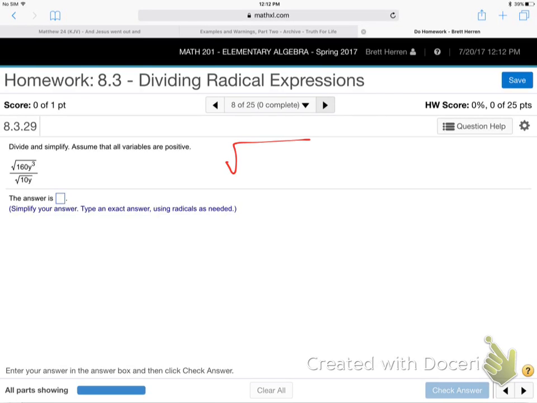Okay, so the square root of 160 y to the third over the square root of 10y. All right, so try that one. What should you do first on that one? Yeah, divide the numbers, subtract the powers, and then do the rooting afterwards. So first divide the numbers, subtract the powers, do the rooting afterwards.